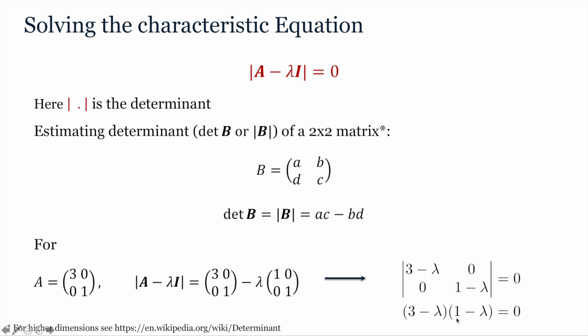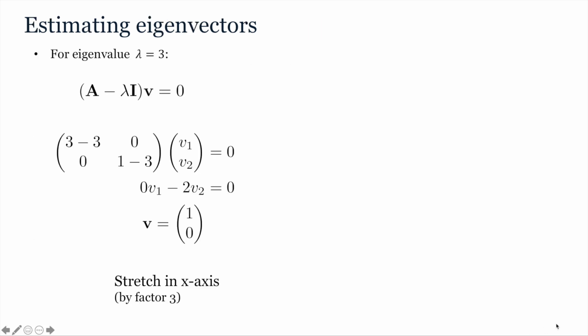This shows us that the roots of the characteristic polynomial, the values for which the determinant are 0, are given when either lambda equals 3 or lambda equals 1. So now that we have our eigenvalues, we can estimate our eigenvectors, starting with the case that lambda equals 3. So the first thing we need to do is substitute in 3 for lambda in this equation. This gives us 3 minus 3 and 1 minus 3 on the diagonal. We then need to solve for the series of equations in order to estimate v1 and v2 in order to return our eigenvector.